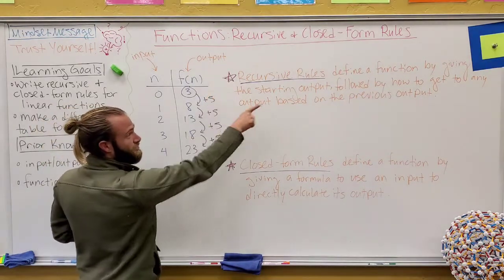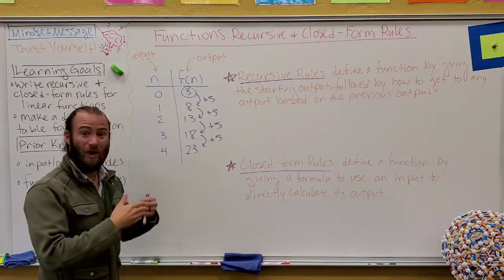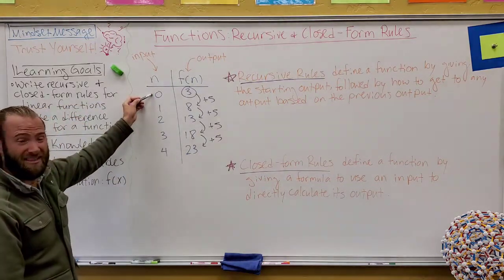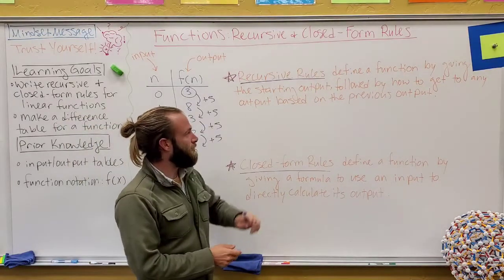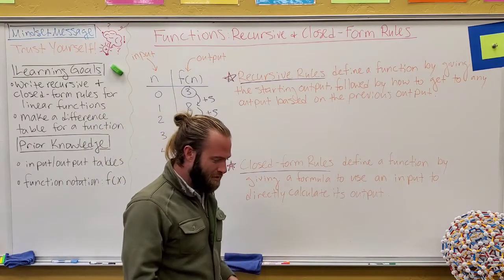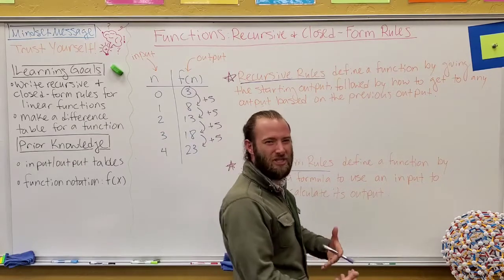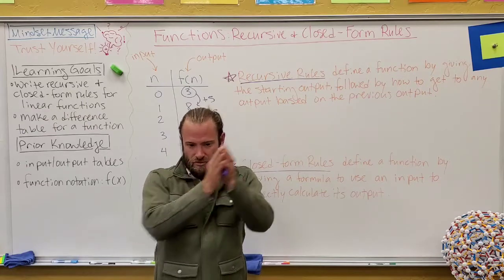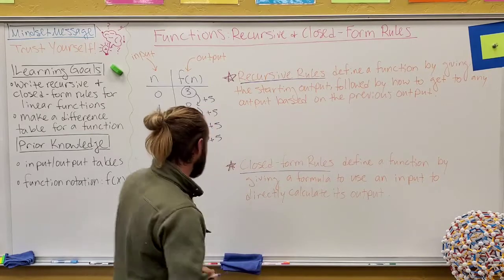So recursive rules define a function by giving the starting output. So you basically say, okay, when n is 0, the output is such and such. So we just state that, followed by how to get to any output based on the previous output. So it's almost like a staircase. You step up to the first stair. To get to the next stair, I have to step up from the previous one. But how much did I step? So it's almost like this chain link or staircase where you're basically saying, to get to here, in this case, we had to add 5 from the previous one.